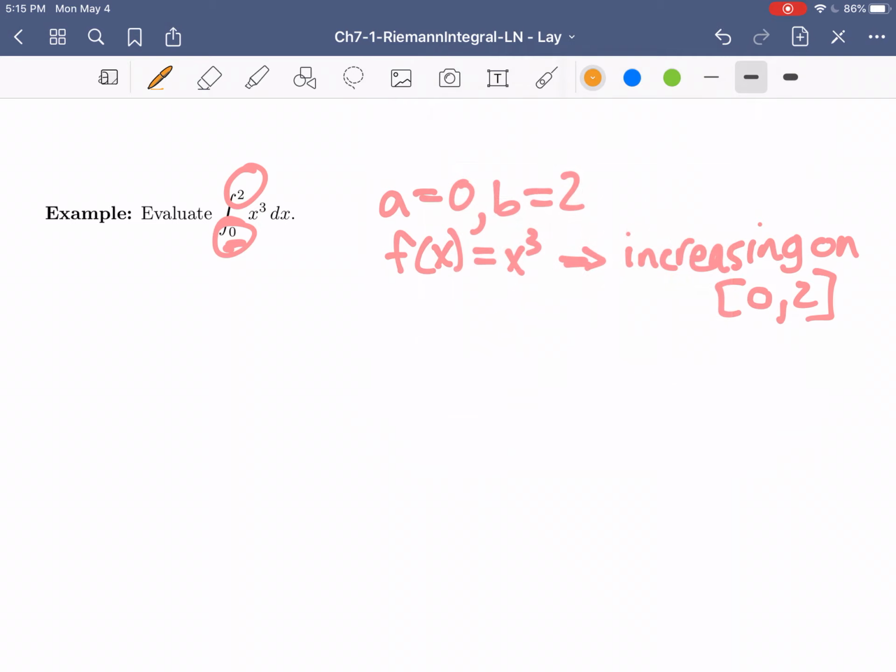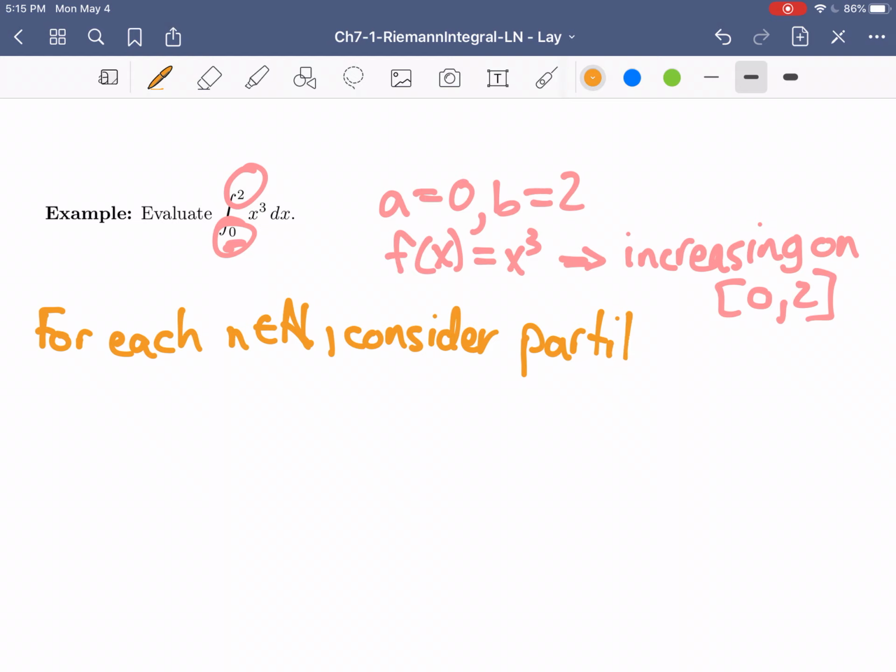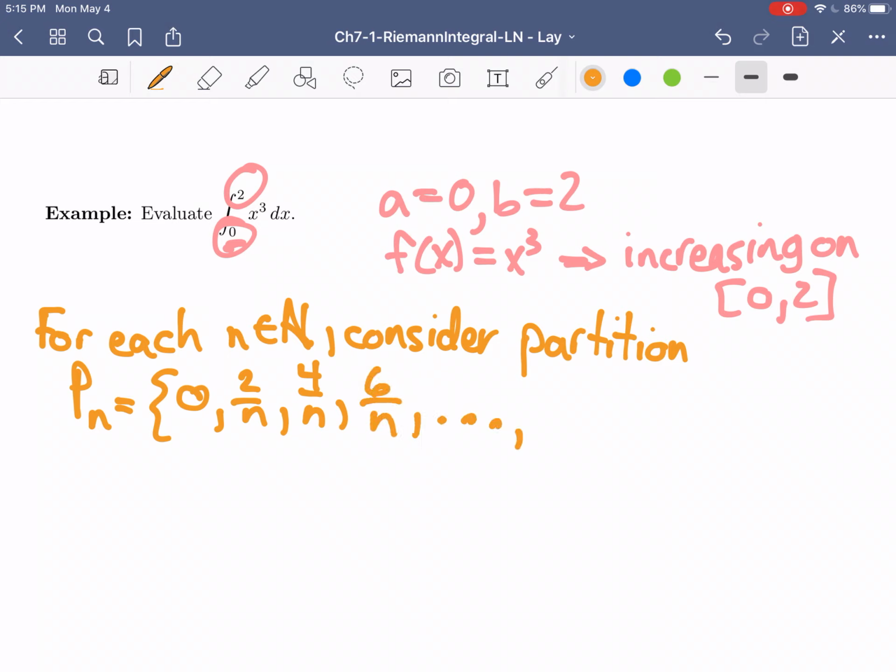Let's, for each natural number, consider the partition P sub n, which is equal to 0, 2 over n, 4 over n, 6 over n, all the way up through 2 times n minus 1 over n, and then 2 times n over n, which is 2. And so we're going to consider that partition.